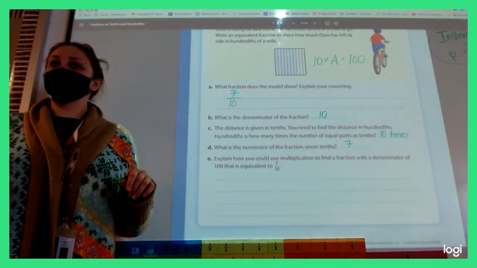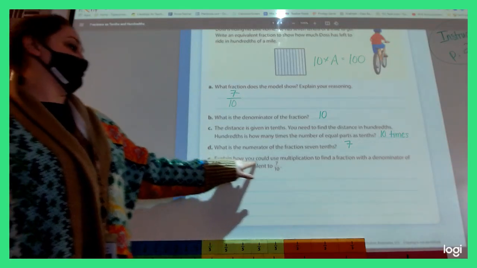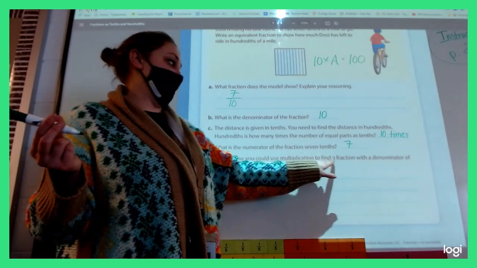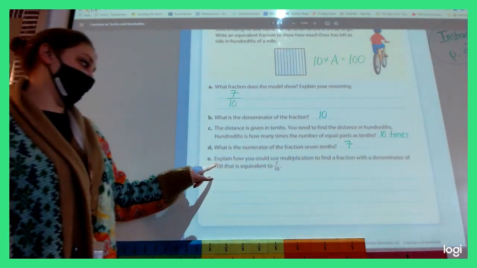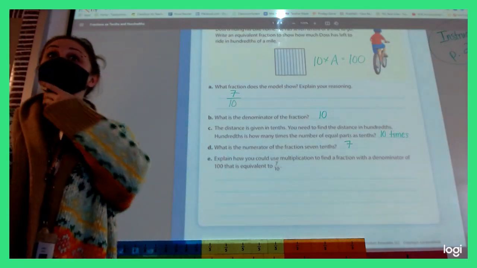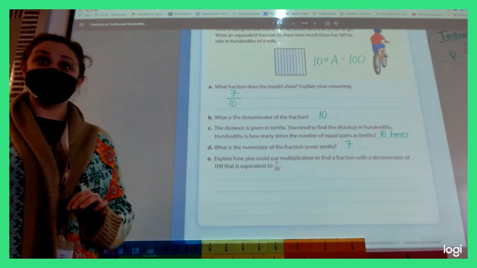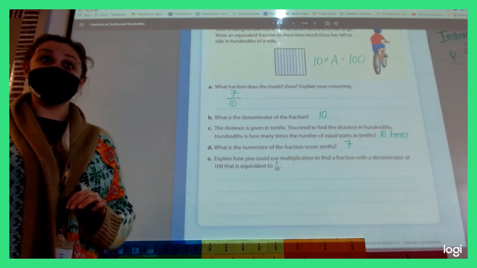And now this one we really need to think. So everyone, make sure your brain is on, your ears are open, all that good stuff. Explain how you could use multiplication to find a fraction with the denominator of 100 that is equal to 7/10. We've done this a lot. It's just been a little bit. Noah, what do you think? Don't we just have to times 10?